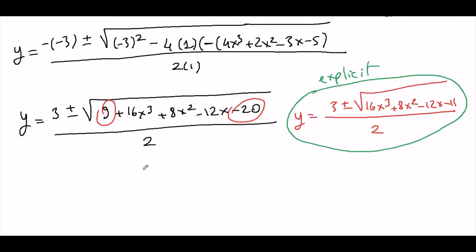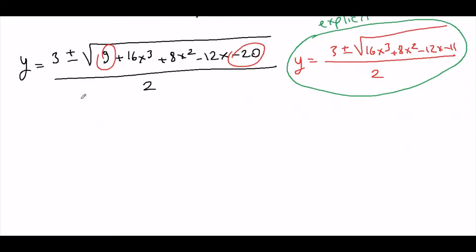Now we are going to check the interval of validity. Here we have two concerns. One concern is the negative value under the radical sign, and another is whether to accept the plus or negative version. So we're going to use the initial condition given. We have y of 1 equals 1. Under the radical, 16x^3 + 8x^2 - 12x - 11 has to be greater than or equal to 0.